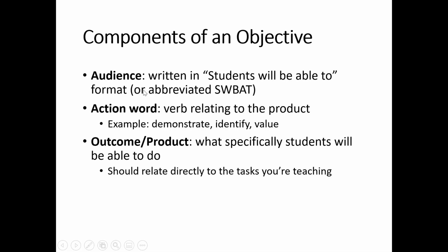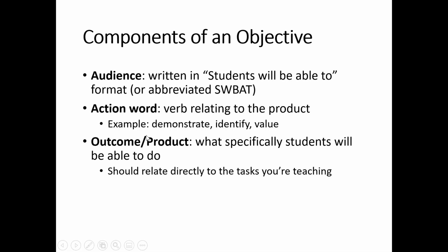So the components of the objective are the audience, the action word, and the outcome or the product. The audience is who you are writing the objective for, which is always going to be students will be able to, or SWABT. So you always start with SWABT. Then you move to the action word. Students will be able to what? Choose some verb that relates to the product and is specific to your domain as well. So demonstrate, identify, or value.